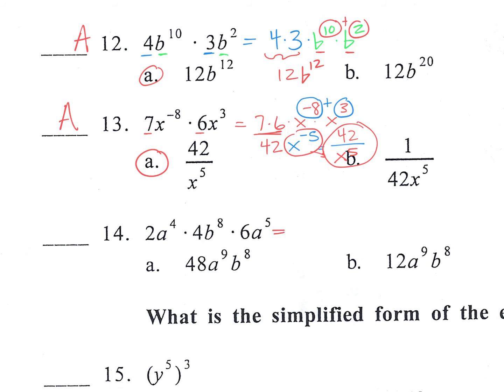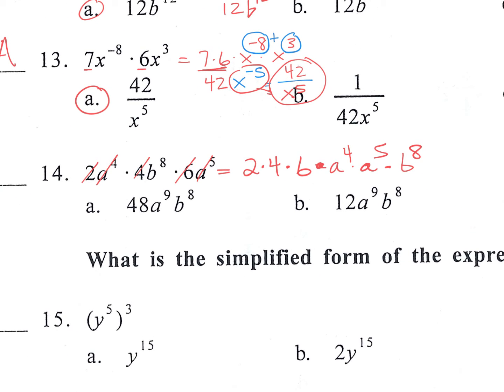Number 14, I'm just going to rewrite it. I'll put all my numbers first. So I got the 2, I got the 4, I got the 6. Now I can see I have a's and b's. So remember, we always want to go in alphabetical order. So I'm going to put the a's first, a to the 4th. Then a to the 5th. And finally, b to the 8th.